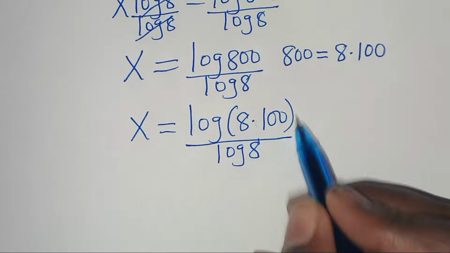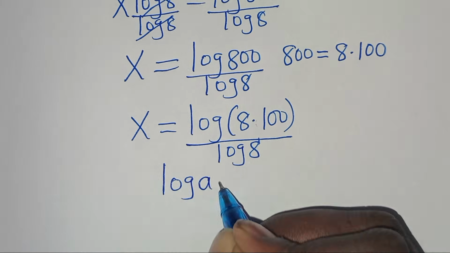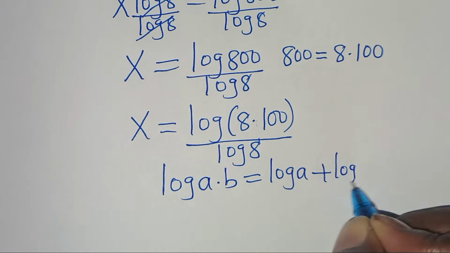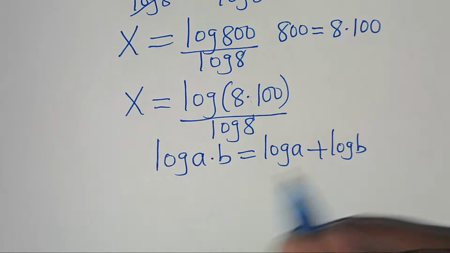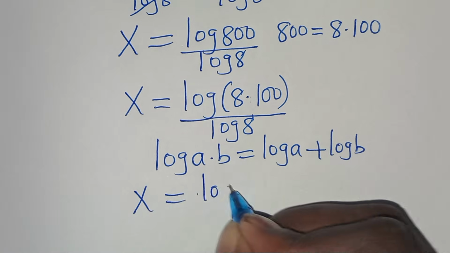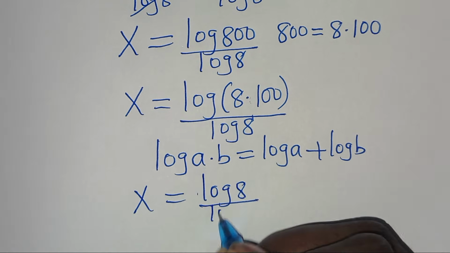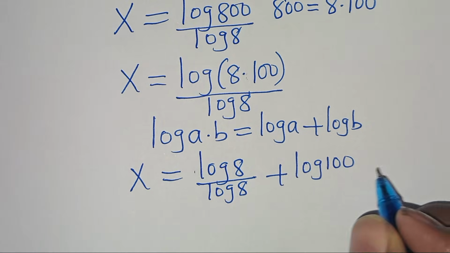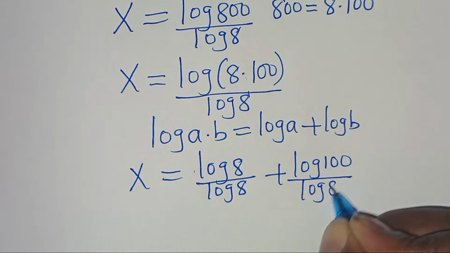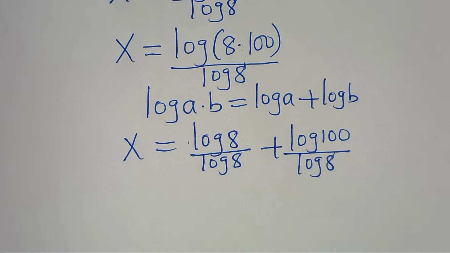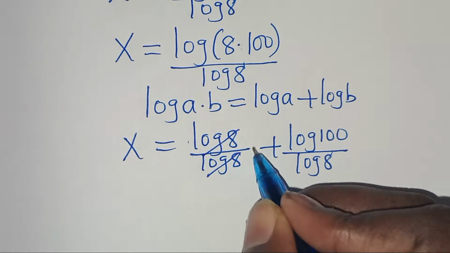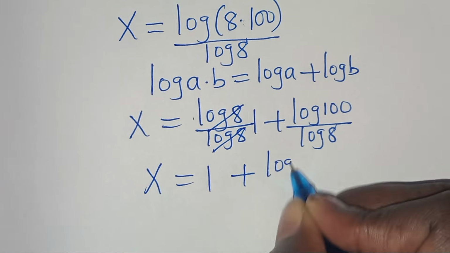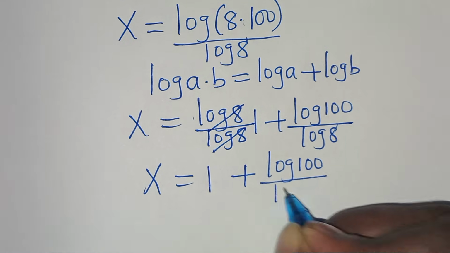Now, log of 8 times 100 is in the form of log of a times b, which we can express as log a plus log b. Applying this logarithm property, we have x equal to log 8 divided by log 8, plus log 100 divided by log 8. Now, let's simplify log 8 and log 8, so that x is equal to 1 plus log 100 divided by log 8.